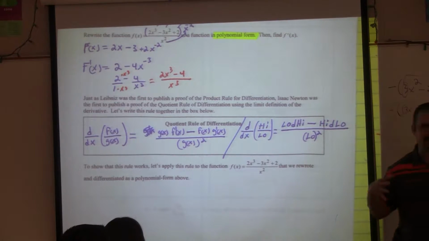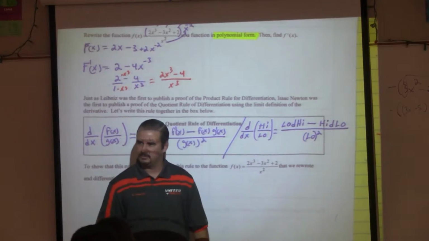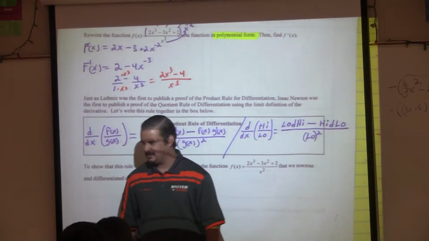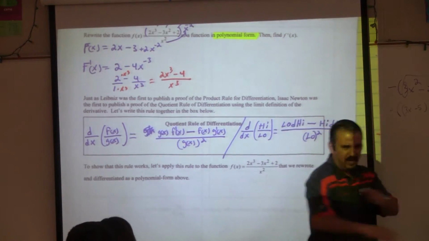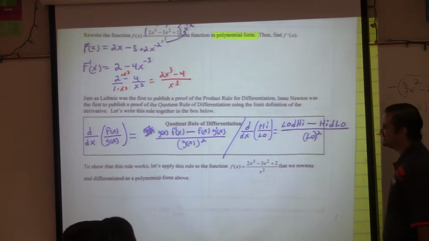Ready? We're gonna say it with some feeling. Low D high, minus high D low, over low squared. Woo! Go Longhorns.